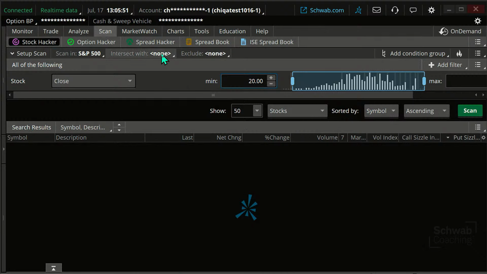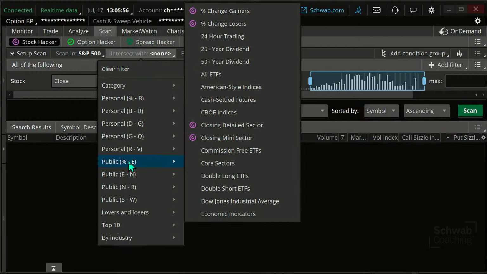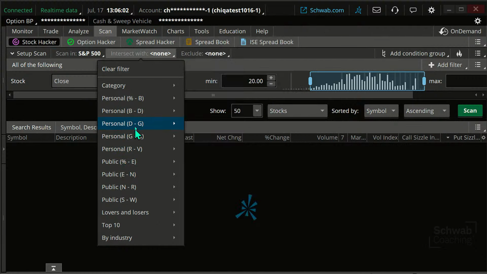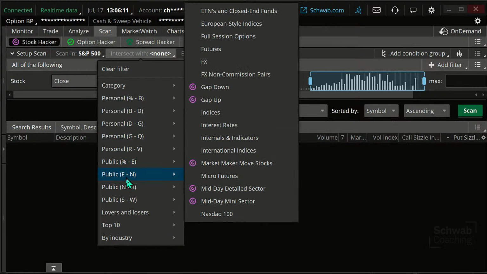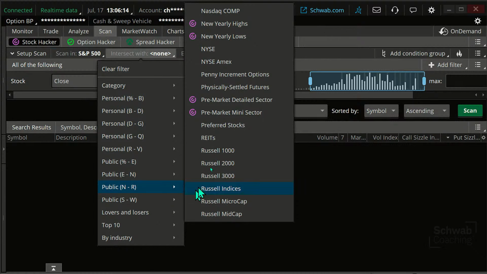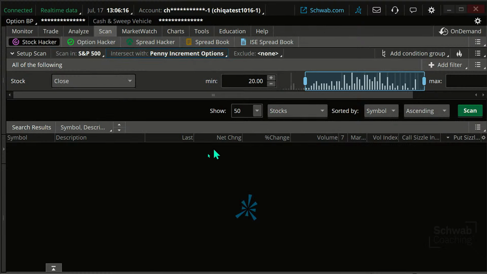But there's other filters you can use. For example, one common one under public filters. Now, if I save the scan and create a watch list, they'll list in my personal filters. But in this case, I'm going to go to public filters here, okay? So I'm going to go to public, and another one for liquid options is penny increment options. This is a very popular one. So now my scan is entailing S&P 500 stocks that have penny increment options.